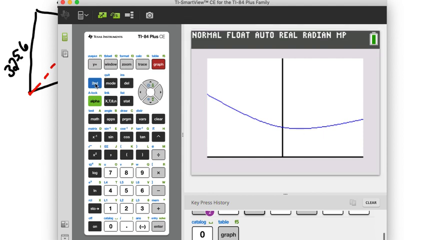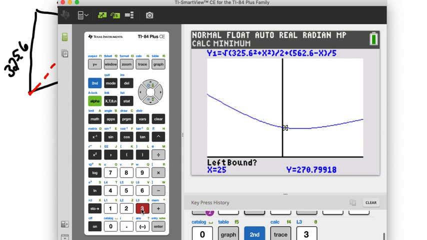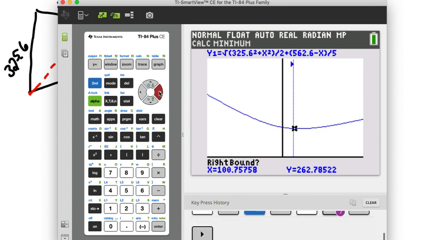So hopefully you remember how to do that. If not, we hit second, trace, which will get us to our calc. Minimum is 3, so I can hit the number 3. And we got to move over until we know we're on the left-hand side. So I'm going to just say right there. Move over until I know I'm on the right-hand side. So let's just say right there. Enter. So here we go. There's the minimum. 142. We only care about the x value. 142.1035. So what we would have to do then, let me come back.